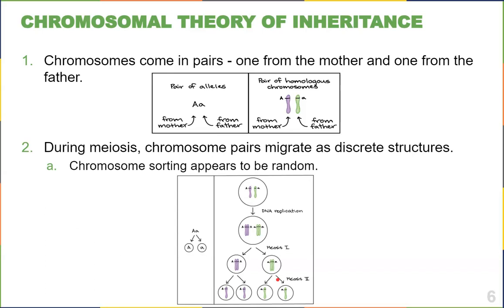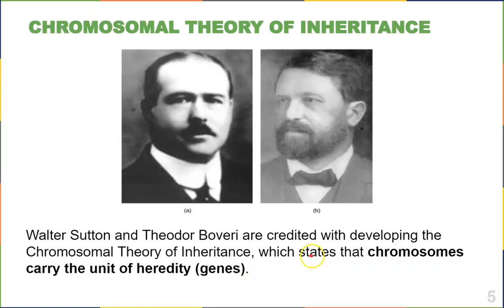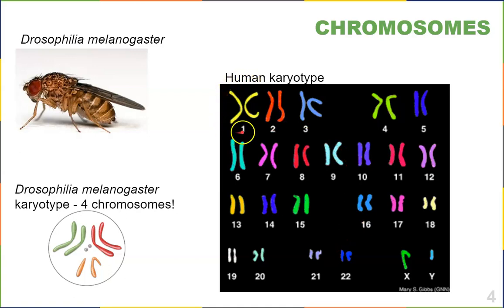There are 4 parts. The first part: chromosomes come in pairs, one from mom, one from dad. So that makes sense that you get a mixture from your parents. The second part: during meiosis, chromosome pairs migrate as discrete structures. So they're not going to be inherited together from mom and dad. Let's go back to our karyotype. It's not that all of chromosome 1 is inherited from mom and all of chromosome 2 from dad. It's a mixture, one from mom, one from dad.